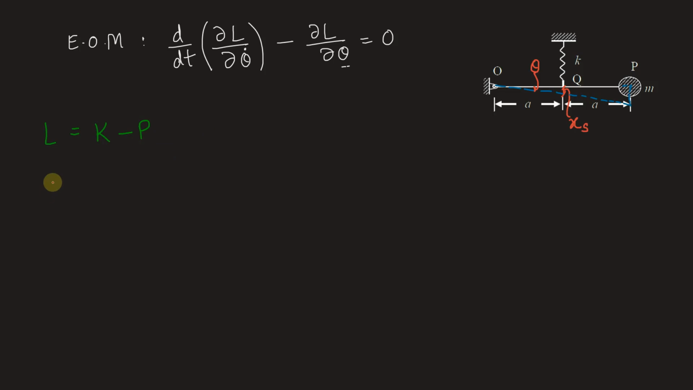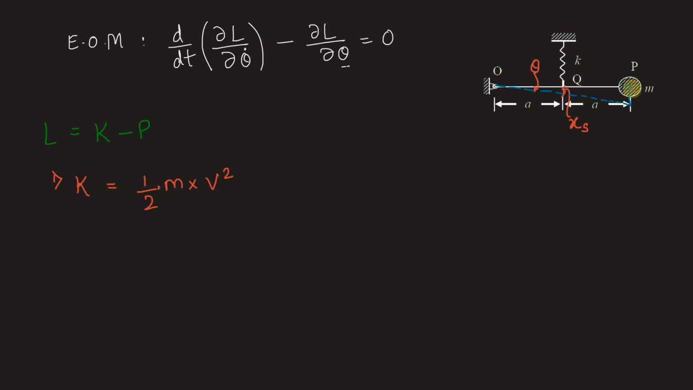So first, let's find the kinetic energy of the system. Kinetic energy will be possessed only by the mass, because the spring, when it expands, stores potential energy. It does not have kinetic energy, it has potential energy. The only entity that possesses kinetic energy in this system is this mass M. OP is also massless, and that's why it will not have any kinetic energy. Kinetic energy of this mass M can be written as half into mass m into its velocity squared.